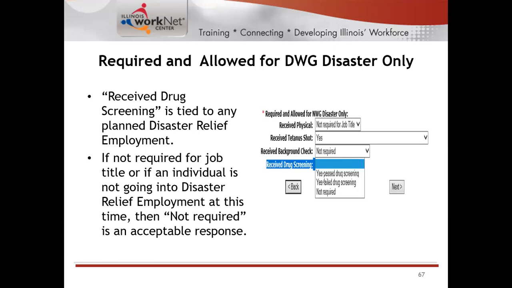And Robert's question, do all fields need to be filled out? Yes, for those 4 questions, you have to have a response in each and every one. It might be that you're indicating not required or not required for job title, but yes, every one of those questions do need a response.